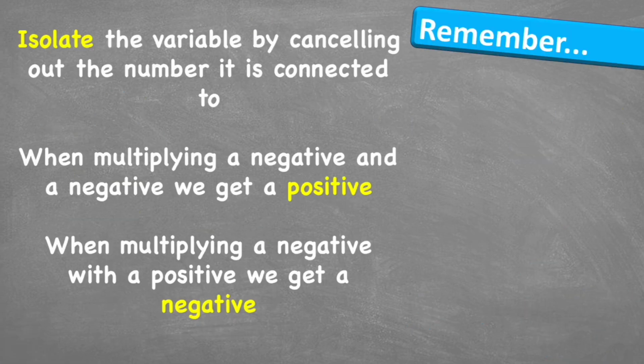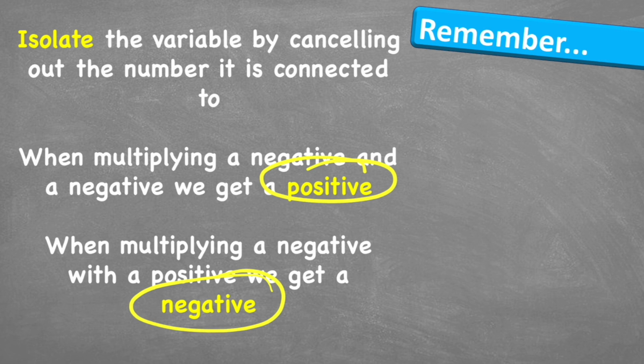There we go. Cool, let's look at what to remember. First, we need to isolate the variable by cancelling out the number that it's connected to. And we do that by using the inverse. When multiplying a negative and a negative, we will end up with a positive. And when multiplying a negative with a positive, we'll end up getting a negative. If you're unsure about negative numbers and how they interact with each other, I have a negative numbers video that specifically talks all about that, so check that out if you need to.